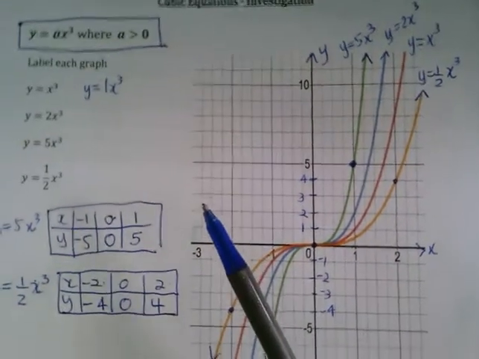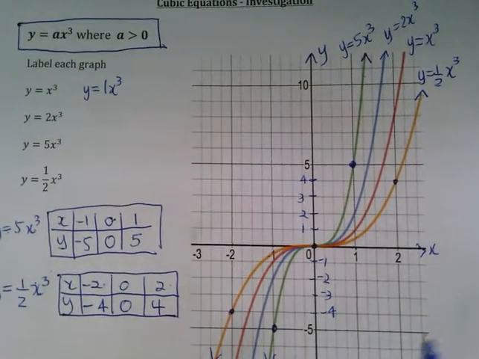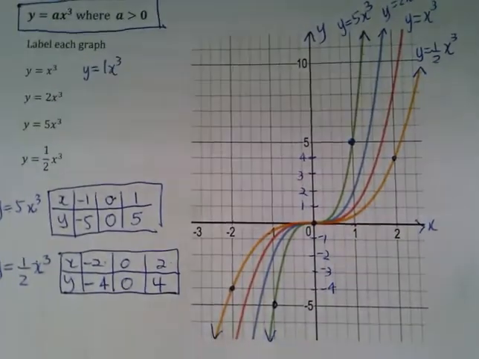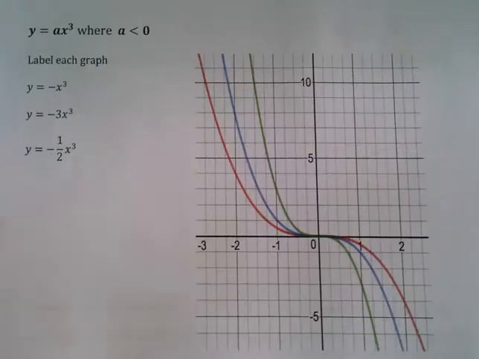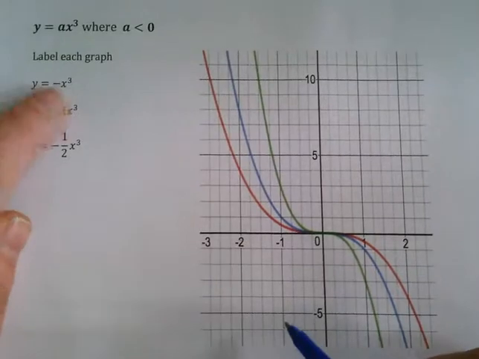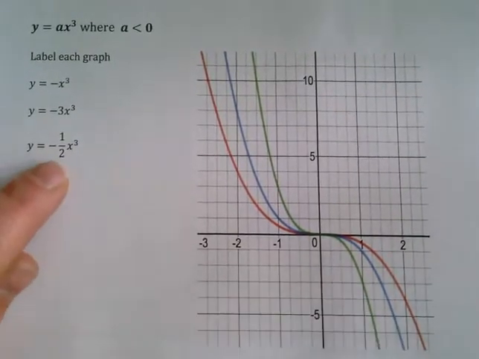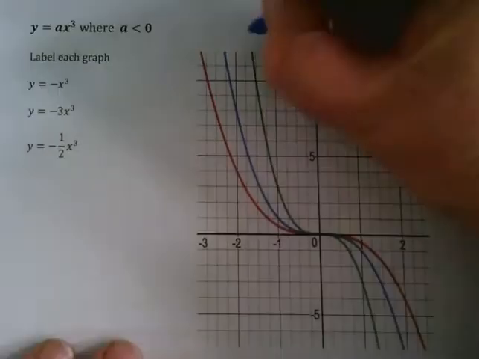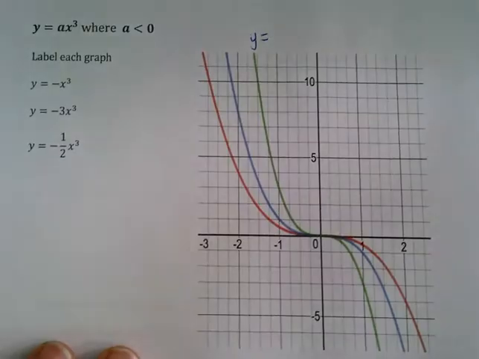Okay, so we're now going to investigate. Yep. Right. And so are we good for that? All right. It means it's curved this way. Look at the 3. We've got y equals negative x cubed, negative 3x cubed, negative a half x cubed. Which one do you think the green one is? Which one's the steepest? Negative 1. No, negative half.